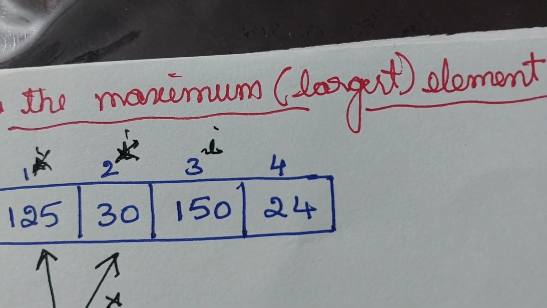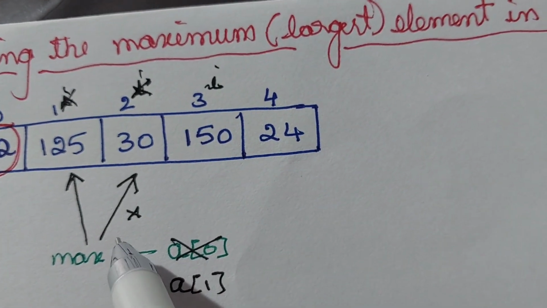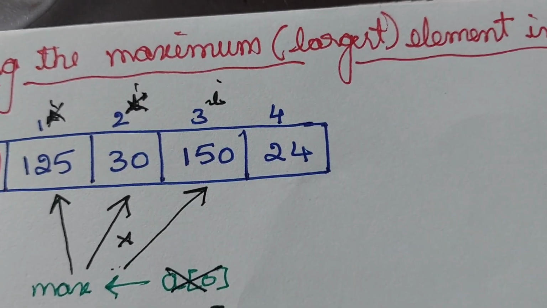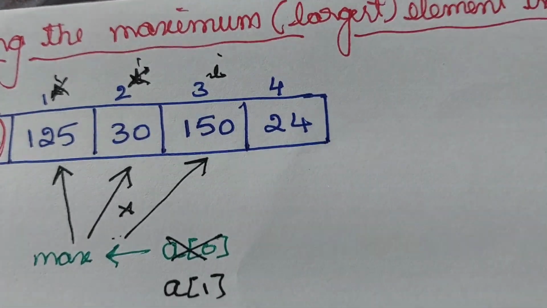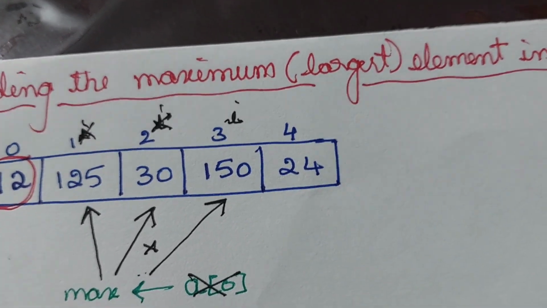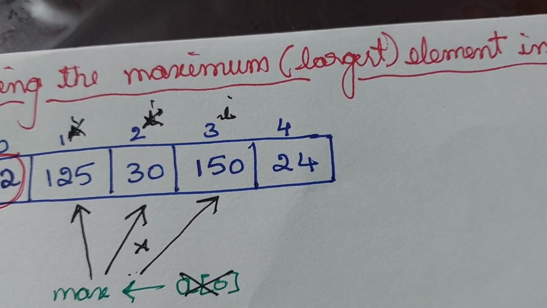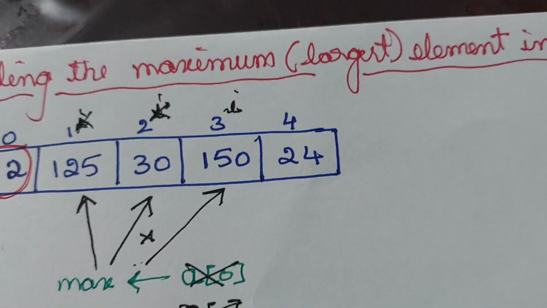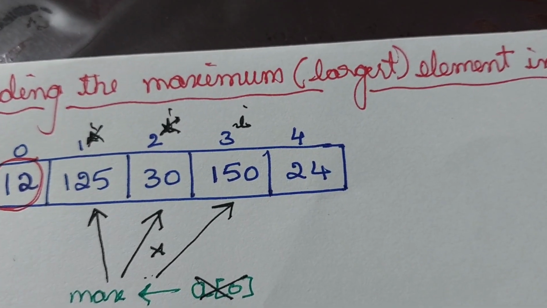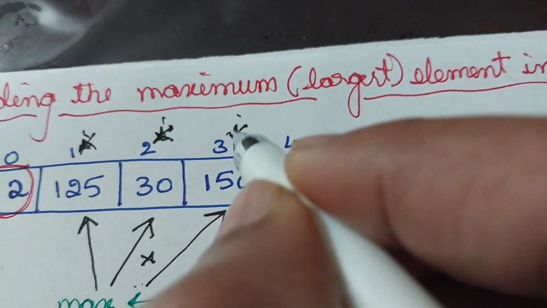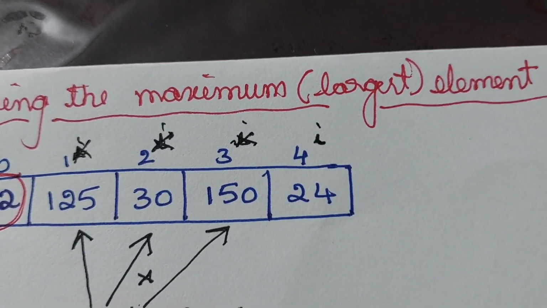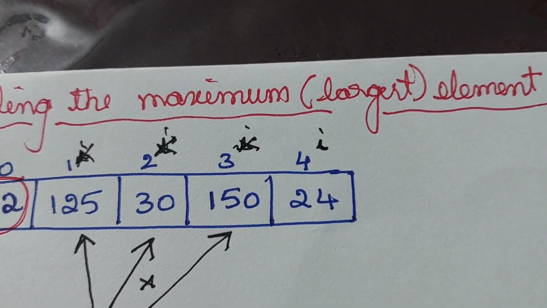Now i points to position 3. Again I compare the maximum value with the next position, checking whether a of 3 is greater than maximum. Yes, a of 3 is greater than maximum, so I change the maximum to a of 3. One more element is left in the array, so I increment i and check the last element, position 4. Is a of 4 greater than the max?